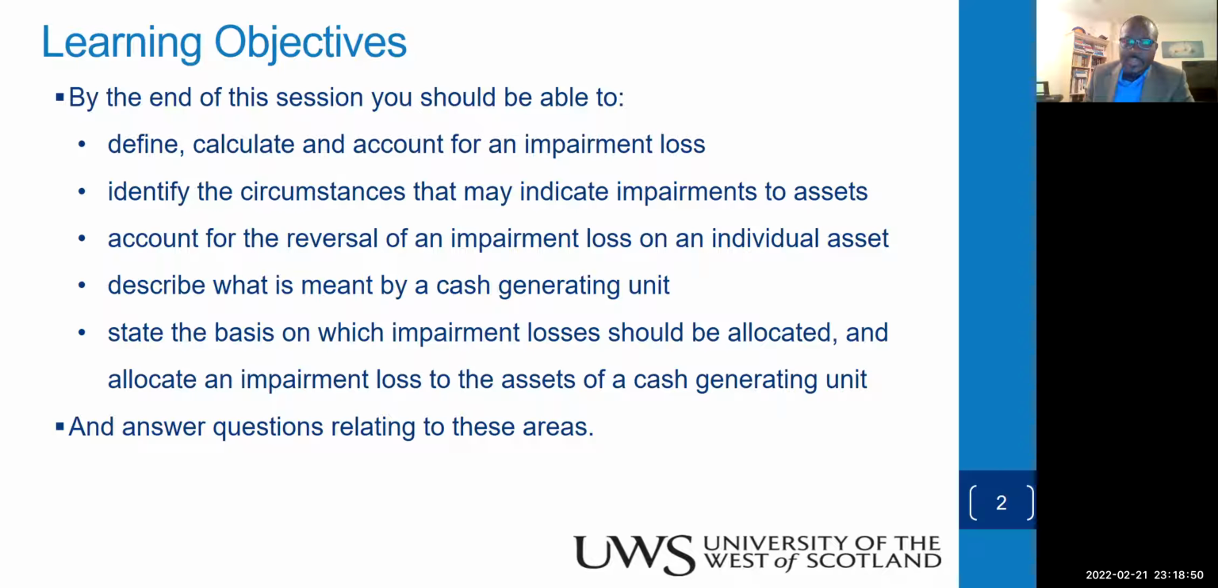Then we talk of cash generating units, a whole segment of assets that pool resources together to provide value to the company. So one cannot stand alone. It's a unit, it's a whole unit. They all work together. The assets work together. Efficiency is seen across board, not one item standing alone. And then state the basis on which impairment losses could be allocated. And then we allocate impairment to the assets of a cash generating unit. Any questions you see, you should be able to answer them.